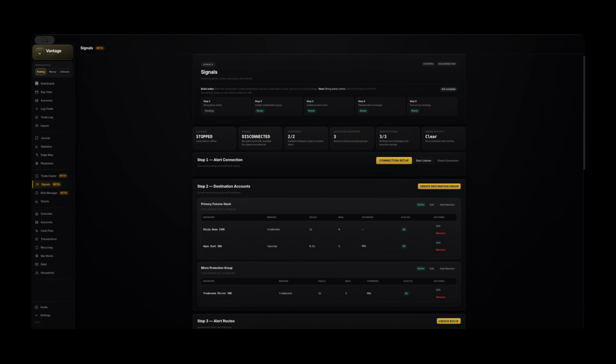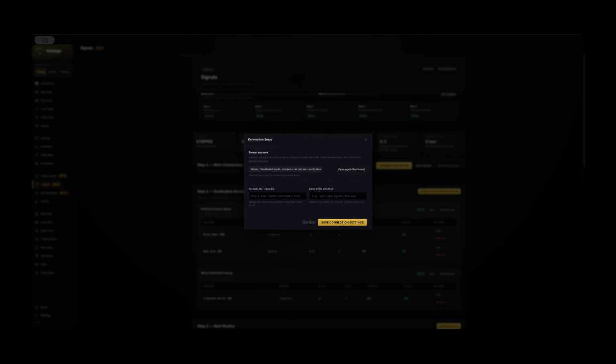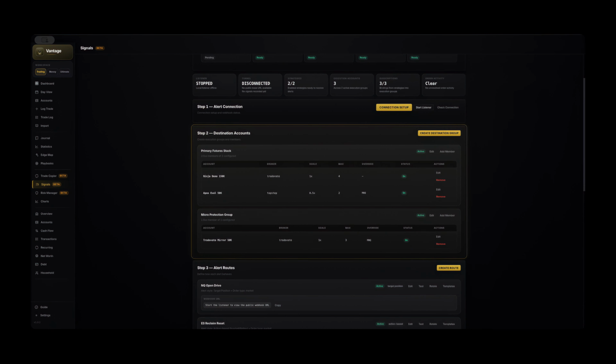So now I rewind to how the data got here. The alert cannot just be a random message flying into the app. I need a clean listener, a route that knows what strategy sent the alert, and a destination group that says which accounts are allowed to receive it. This is where the webhook endpoint lives. It is not the exciting part of the video, but it is the part that keeps the review from becoming a mess.